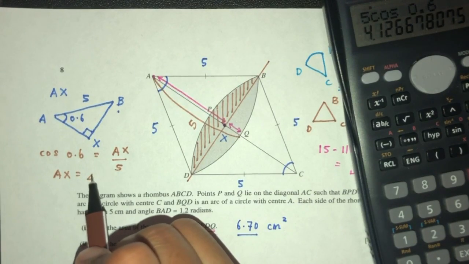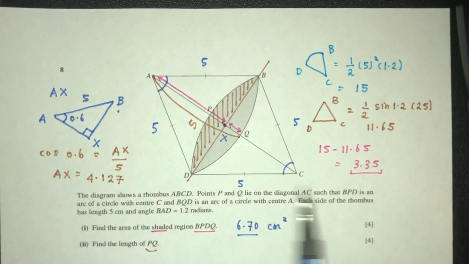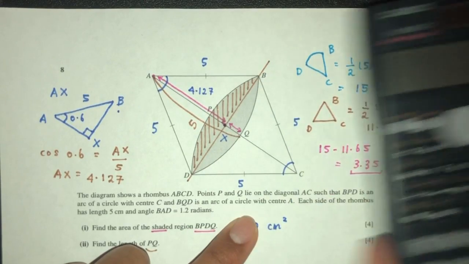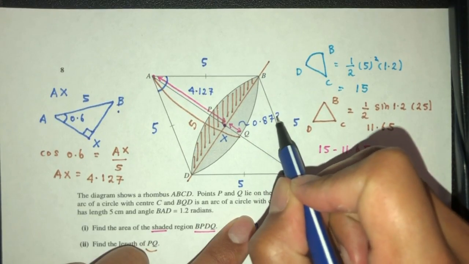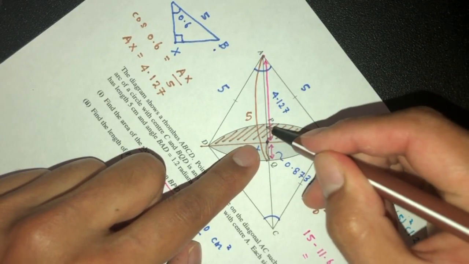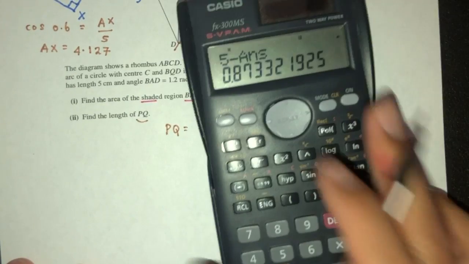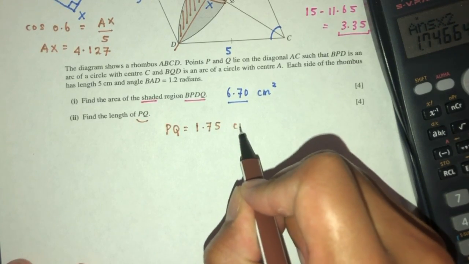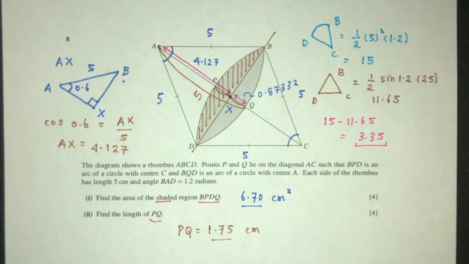That will be 4.127. Which means if this is 4.127, what is this one? It will be 5 minus the answer. That should be 0.87332. So now we understand that this is the same as this. So PQ will be 2 times this, so PQ will be the answer times 2. That should be 1.75 correct to 3SF. And that will be a question in relation to circular measure.